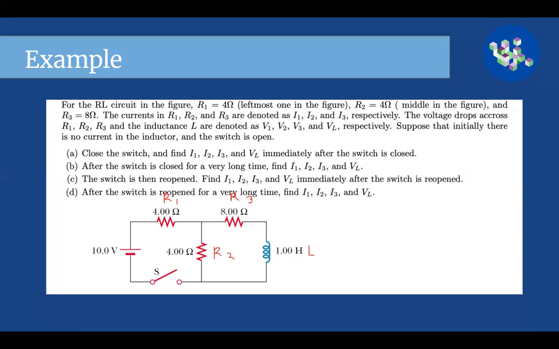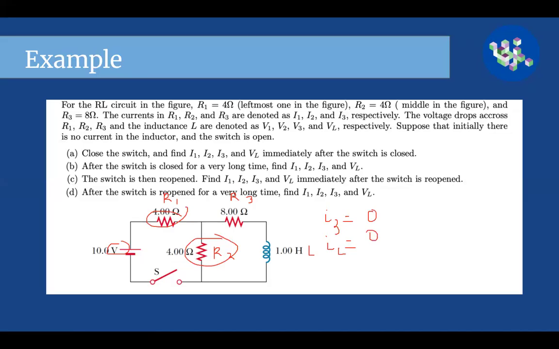So remember what I said? Immediately after a switch is closed in an RL circuit, an inductor resists it. So the current through our inductor will be zero. This means that the current through the third resistor will also be zero because they're in series. So I_L is zero and I3 is zero. And now we just have a loop. We just have a battery, R1, R2, all in a loop.